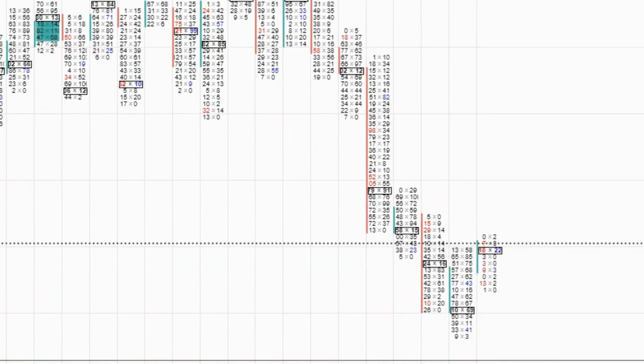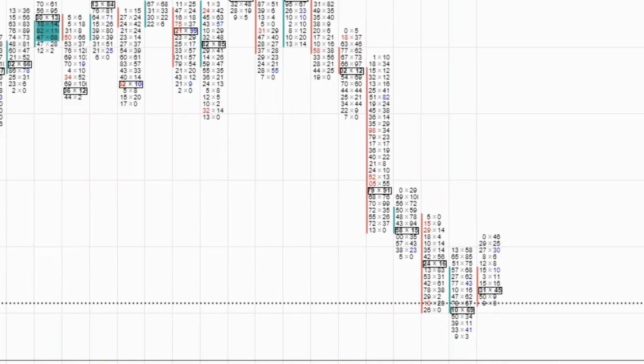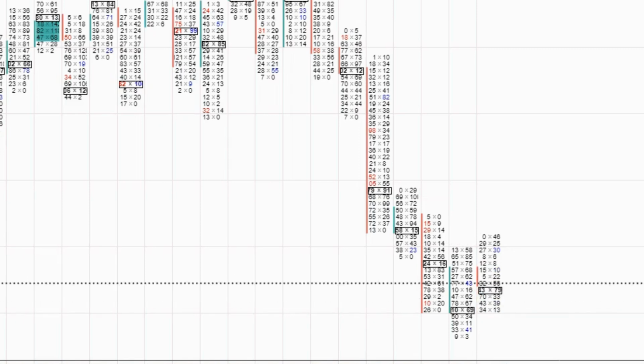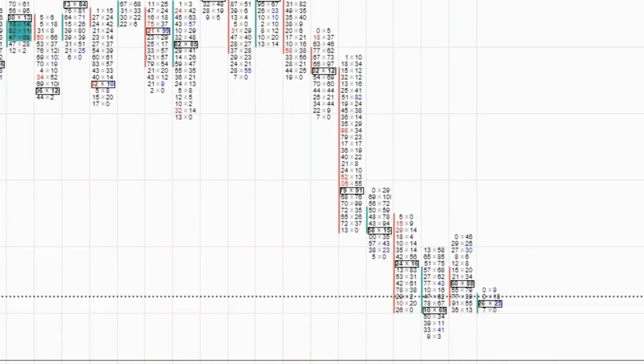So go check out some charts using the volume profile and the volume footprint, because once you start using them, I guarantee you will start seeing improvements in your trading.